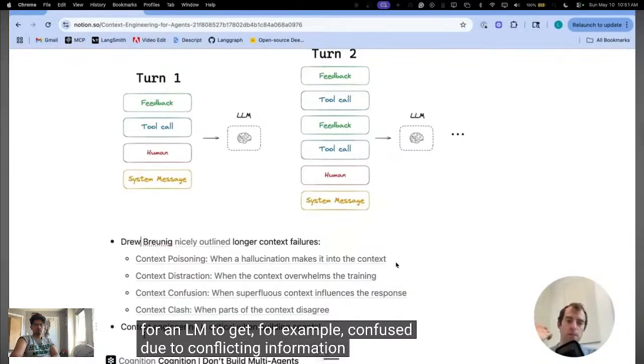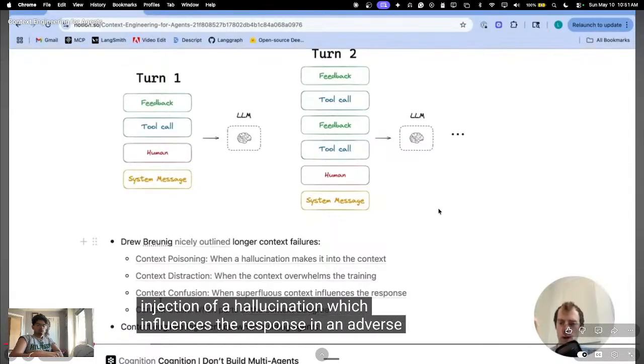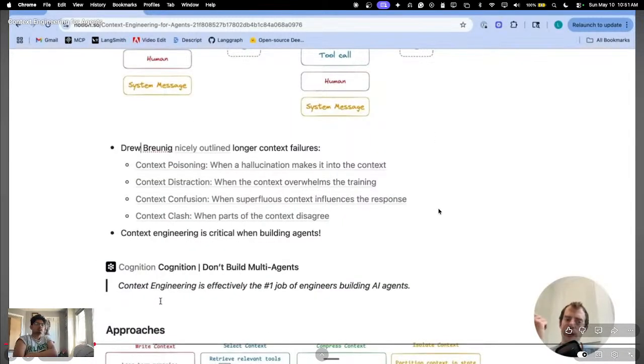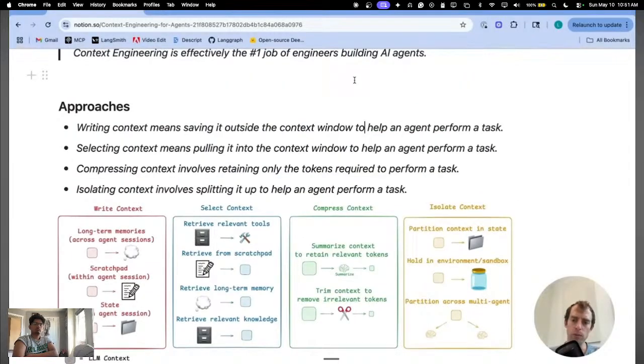Conflicting information, or injection of a hallucination, which influences the response in an adverse way. And so for these reasons, context engineering is particularly critical when building agents because they typically have to handle longer context for the reasons mentioned above. Now, Cognition highlighted this pretty nicely in a recent blog post, saying context engineering is effectively the number one job of engineers building AI agents. So what can we do about this?